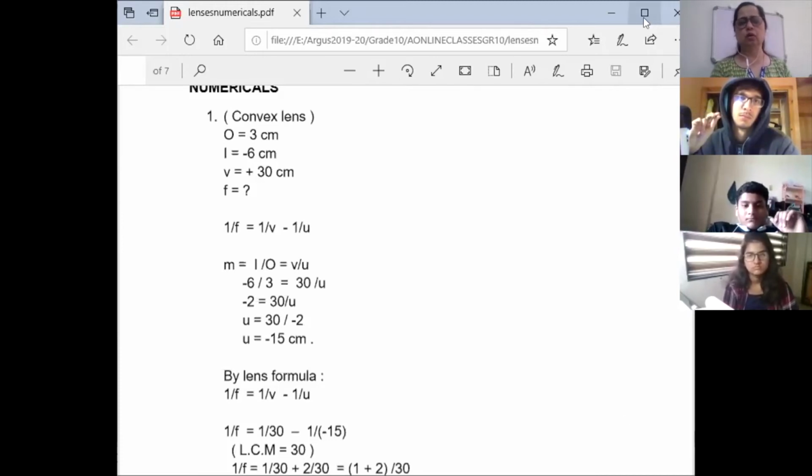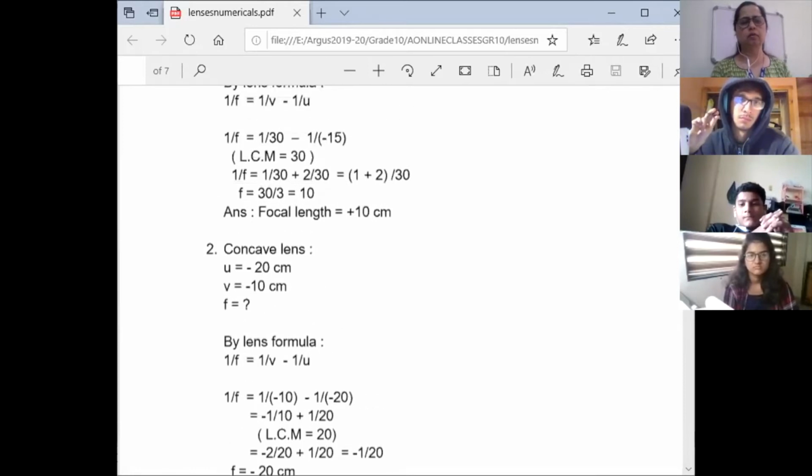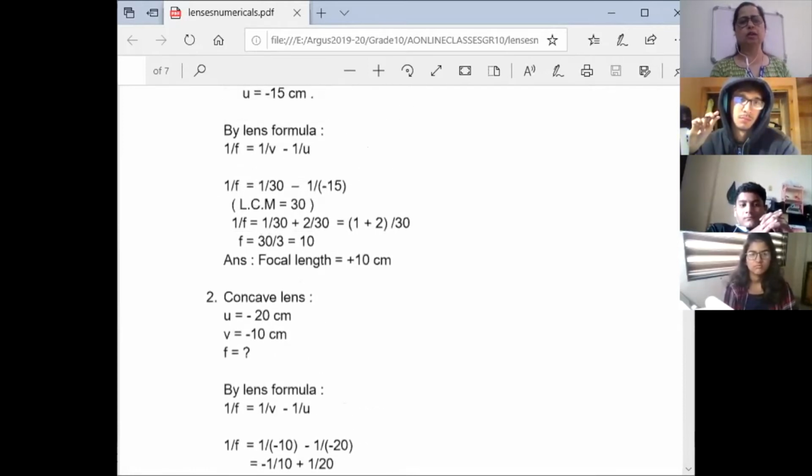Okay. So then after that, what did we do? So, lens formula I used. So 1 upon f. Now I got the u as -15. So you have to take the LCM, that you are much familiar with. So 30 is the LCM. So when you solve it, you will get focal length plus 10.